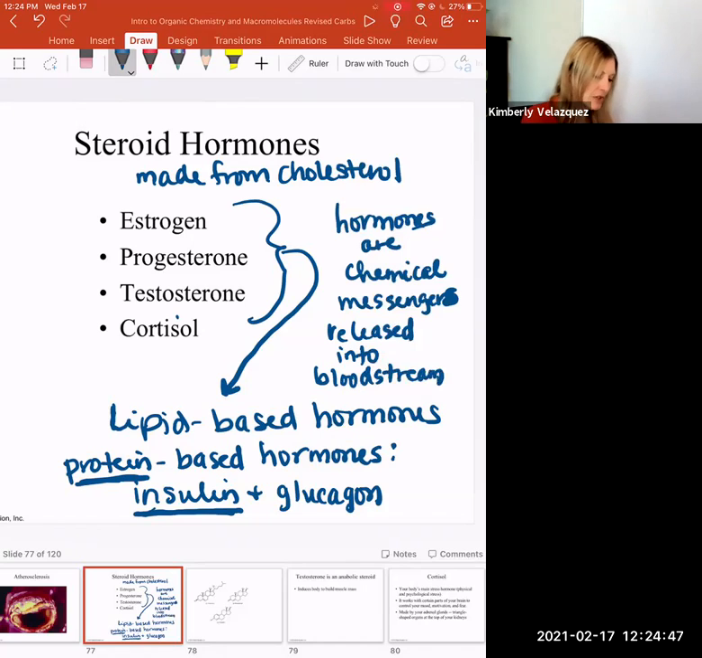Okay, so estrogen produced by the ovaries doesn't stay in the ovaries, it gets released into the bloodstream and it has an effect on other organs in the body. So same thing for cortisol. Produced by the adrenal glands on top of the kidneys, but released into the bloodstream and it has an effect throughout your whole body.